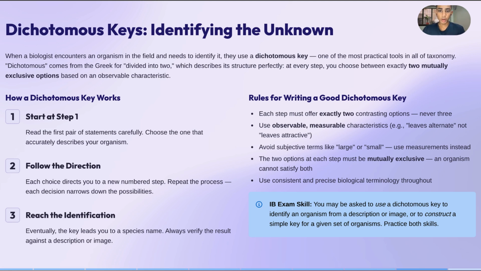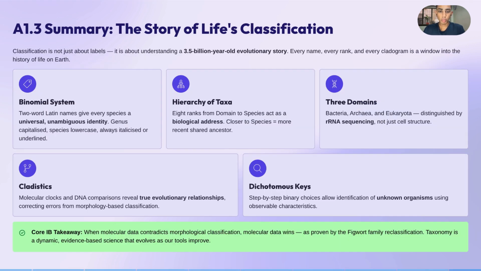Finally, to identify an unknown organism in the field, we use a dichotomous key. This is a simple but effective tool consisting of a series of numbered yes or no choices that lead you to the correct species name. To summarize the core of A1.3, remember that binomials give us a universal language.